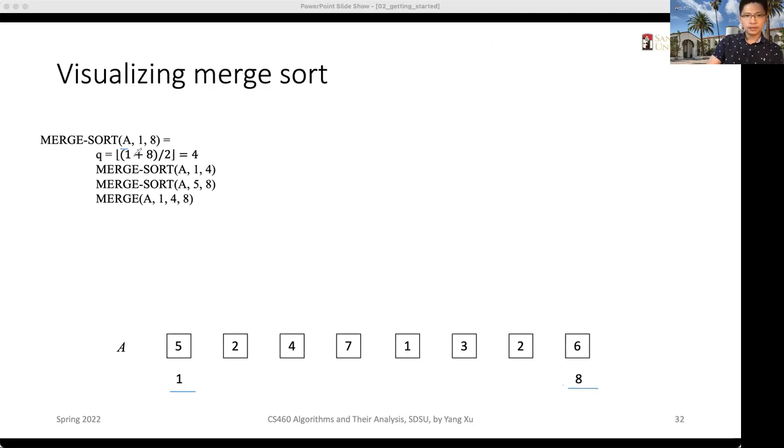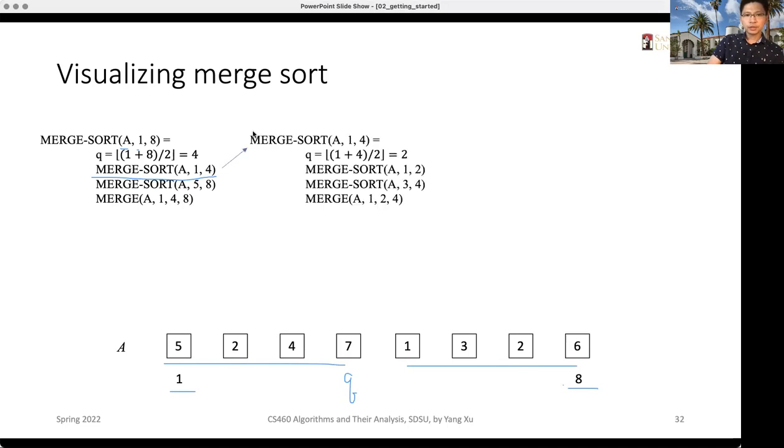The first step is to compute the midpoint, which is the number 4. This is Q. Q is 4, and then we call merge sort again on the left and on the right, and then we will merge. So let's step into this first subcall of the merge sort.